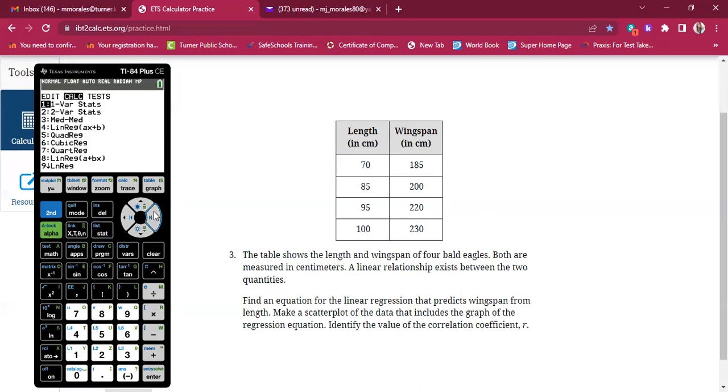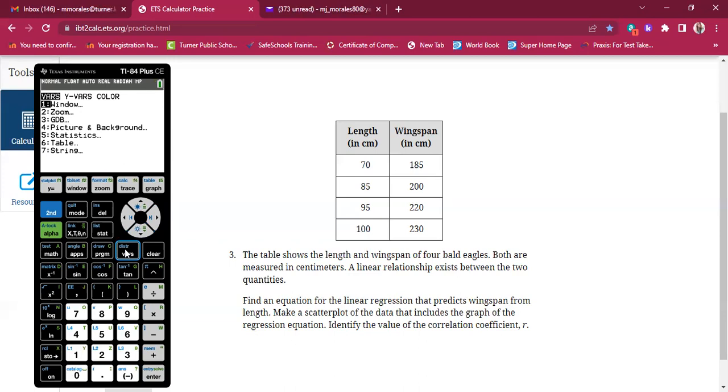So arrow right. And then since it is a linear regression, I have to go down to line reg AX plus B. So go down to number 4. So you enter that. And then go down to store reg EQ by using the arrow down key, and then press vars, this one.